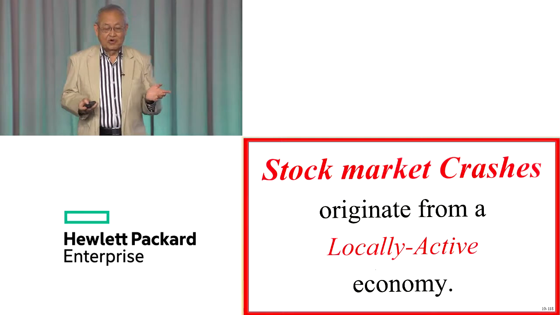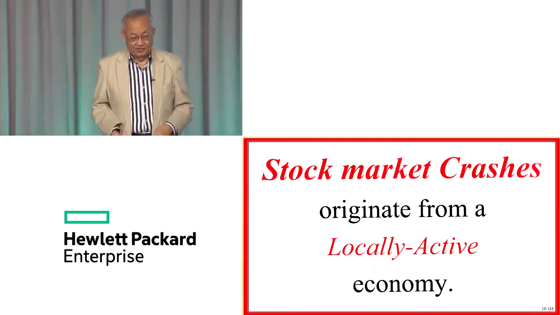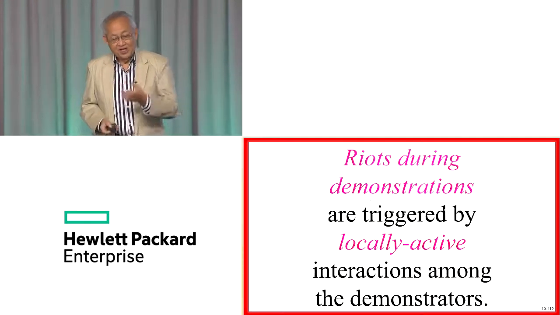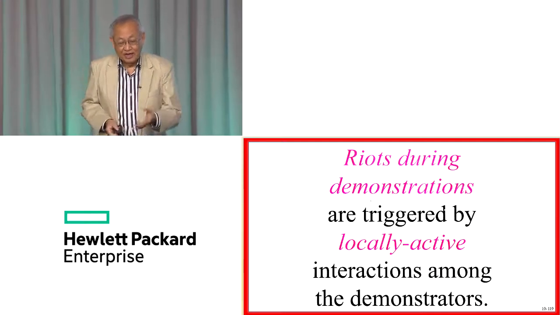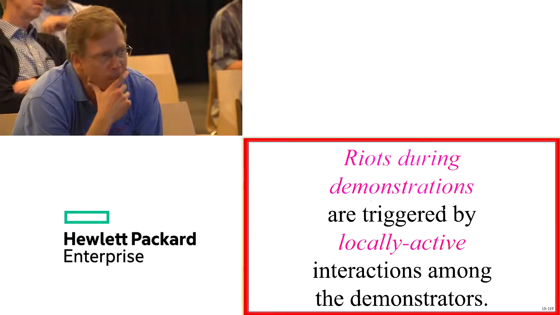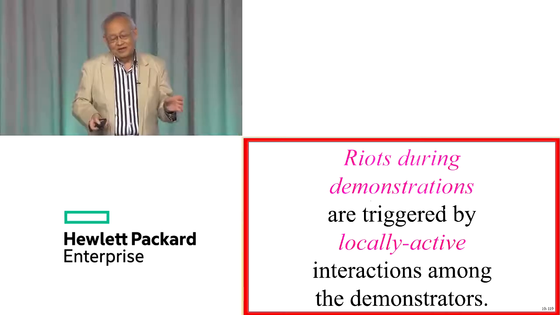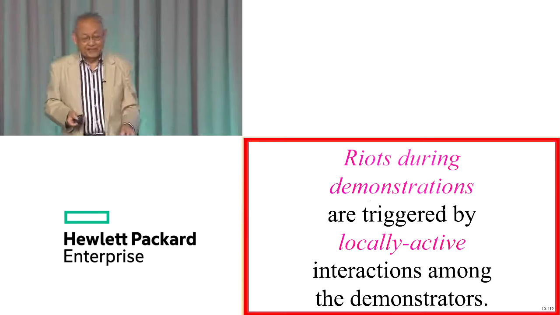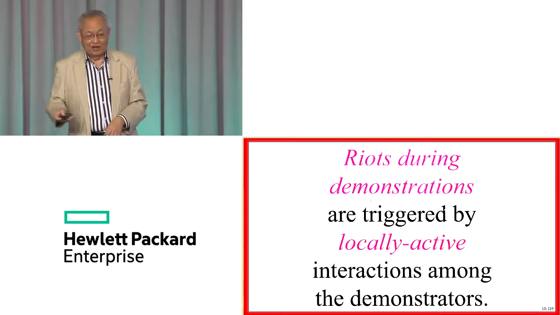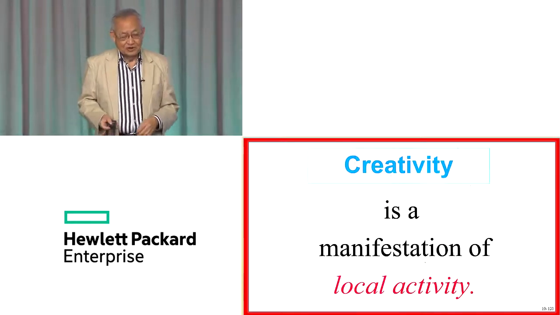Stock market crashes originate from a locally active economy, for example, clearly. Riots during demonstrations are triggered by locally active interaction among demonstrators. You have a whole crowd of people, no matter how orderly, but you need only a few locally active guys there, and you can create riots, okay? And so all of this makes sense, right?